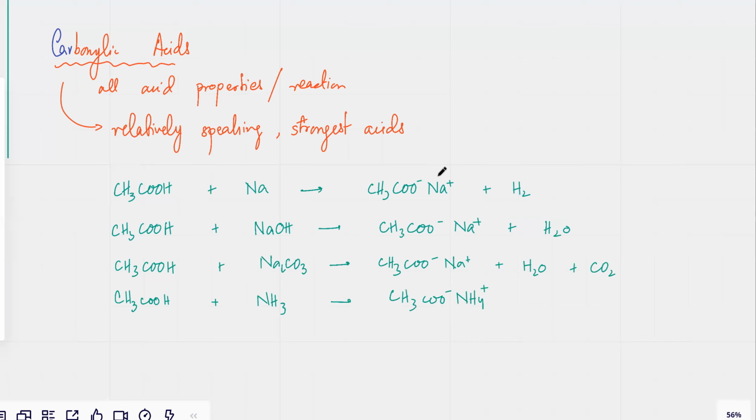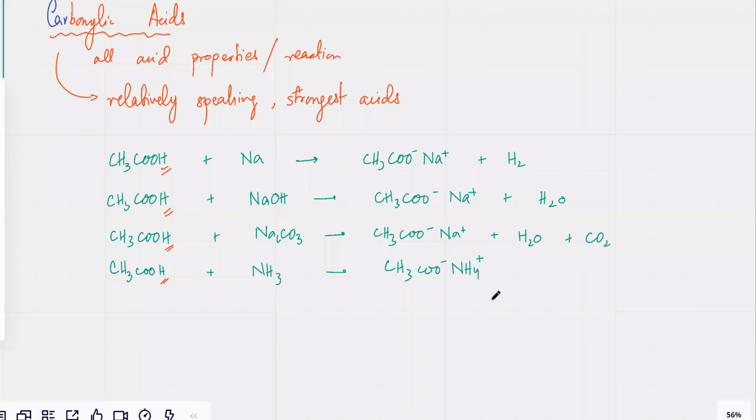So every time you'll notice that the H at the end gets replaced by something else, but it eventually ends up losing that H+1. So it's acting as an acid. Every time it's losing an H+1 to OH to form water, losing an H+1 to CO3 to form water and carbon dioxide, losing an H+1 to NH3, which turns into NH4+1. So why are they such good acids, relatively speaking? Here's our propanoic acid molecule, with a double bond O and OH.